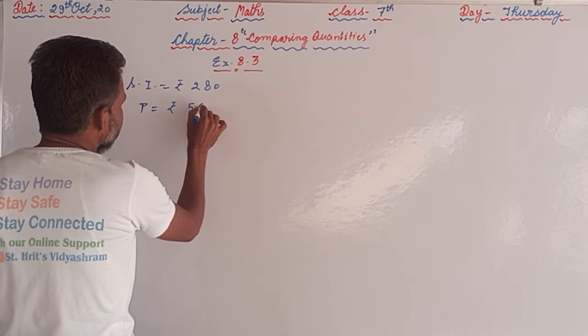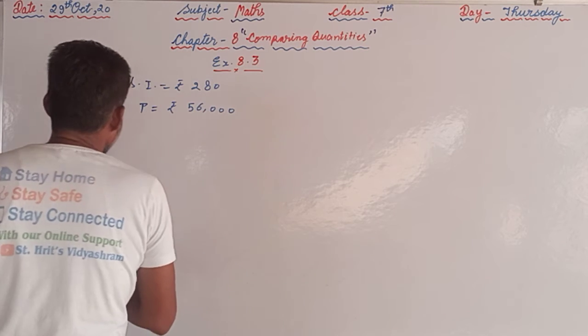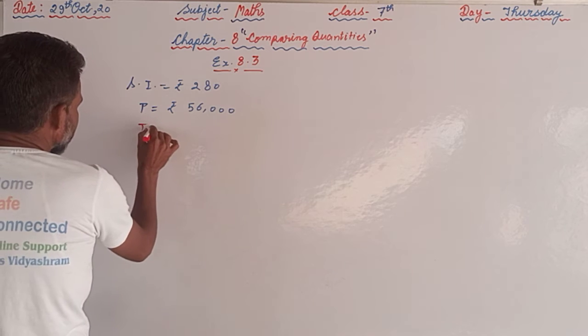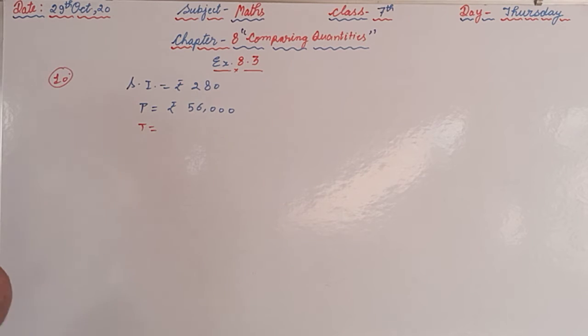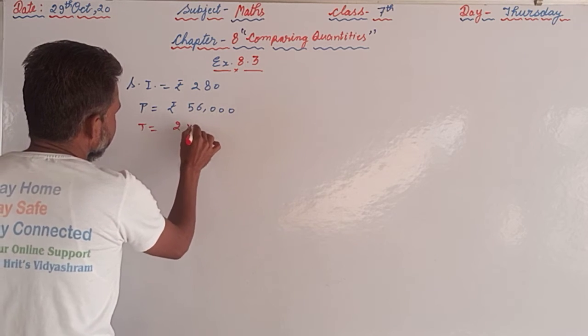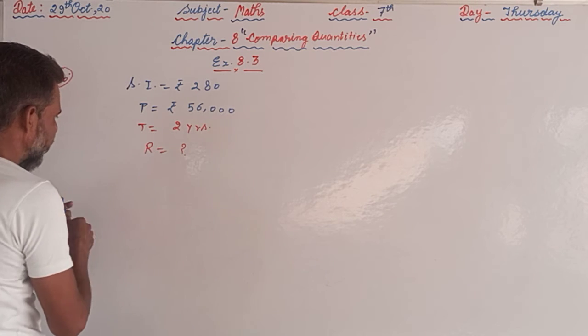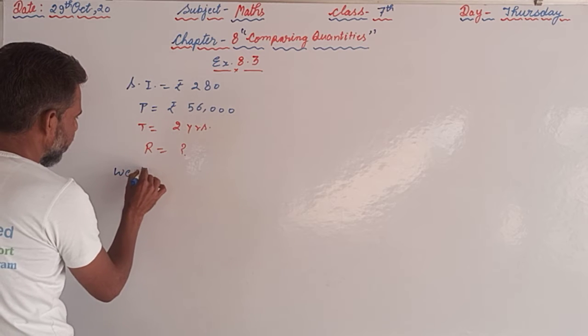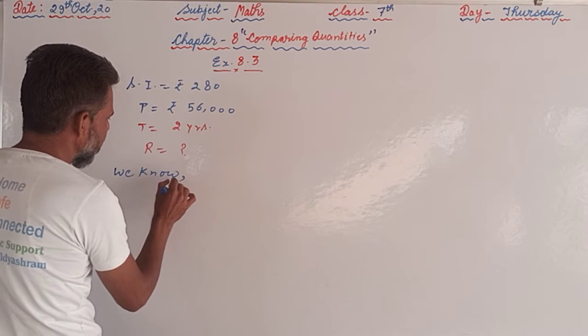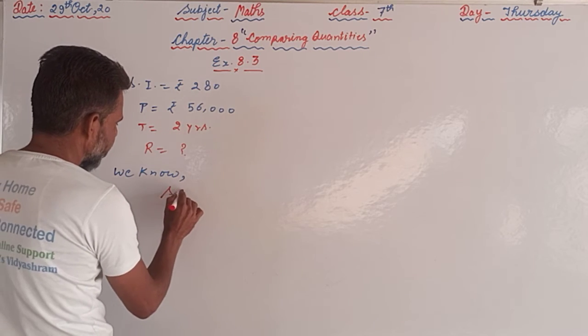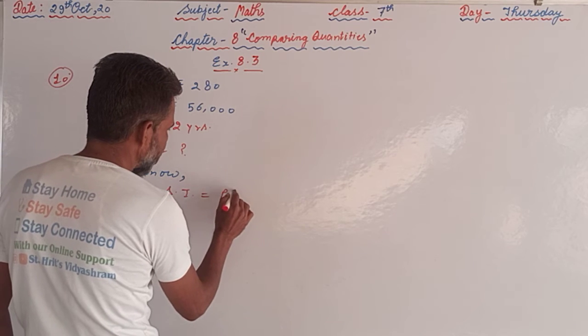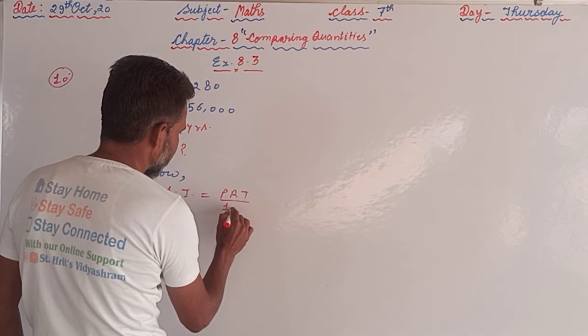and principal is rupees 56,000, and the time is also given. Time is 2 years, and we are supposed to find the rate. We know the formula. What is the formula? That is SI equals PRT upon 100.